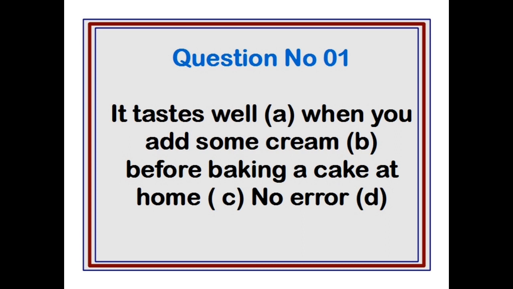Look at the first sentence. It tastes well. A part, when you add some cream. B part, before baking a cake at home. C part. And no error, the last part.